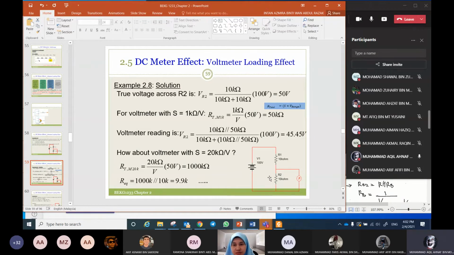Meter tu berapa tu? 50 dekat voltmeter tu 50 K. You pay attention tak tadi? Tak faham sangat. Tak faham tak tanya? Malu tu. Malu bertanya sesat. MT, what is the new R equivalent now?